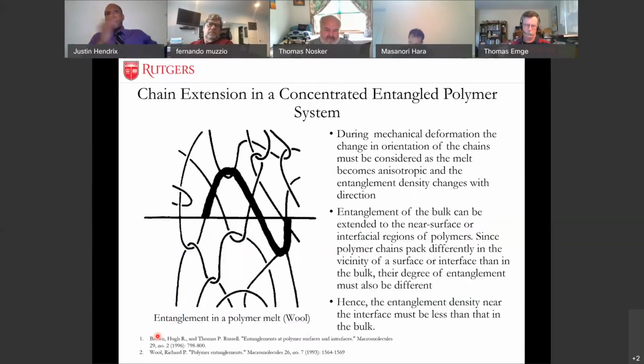Now, we look at how things go in the dilute system. Now we need to actually look at how it goes in a molten or highly concentrated system. And so we found this work that was done by Brown and Wool, where they looked at entanglement. You have a polymer that's under a highly anisotropic flow in a molten state. What they found is that as these chains are pulled up, as the anisotropic flow increases, the entanglement actually reduces, changes at the interface, and that change is a lower entanglement density.